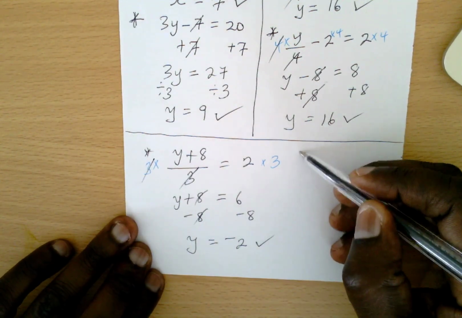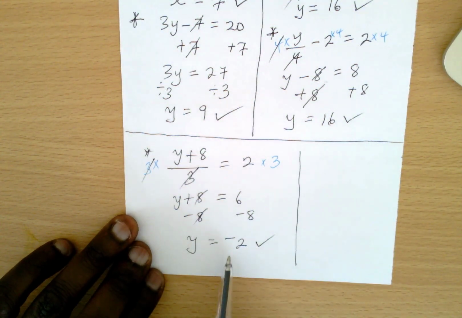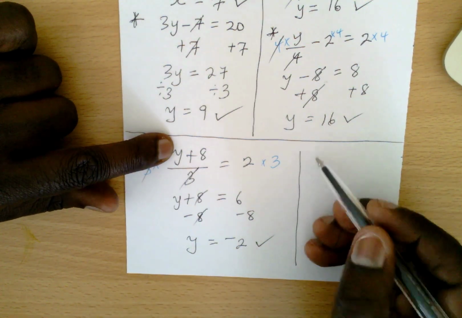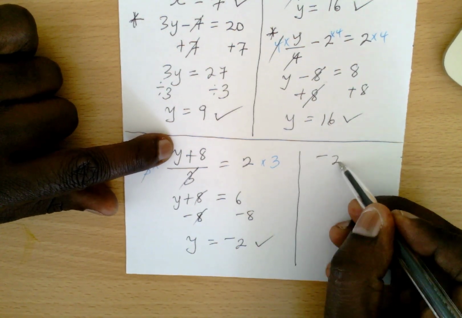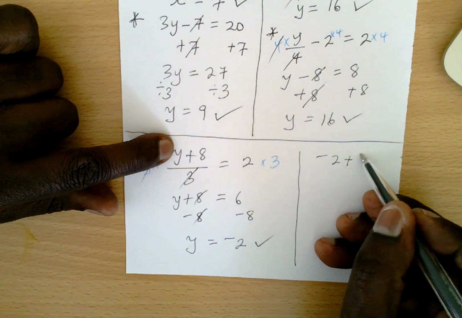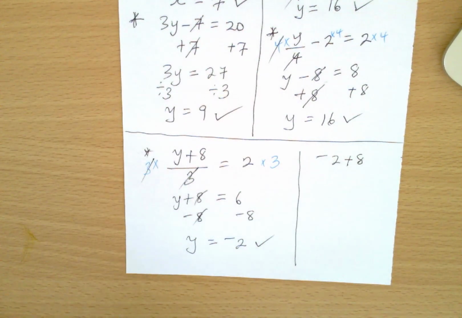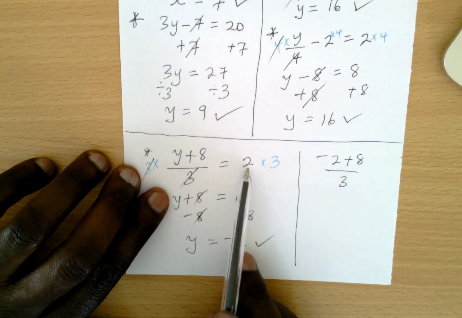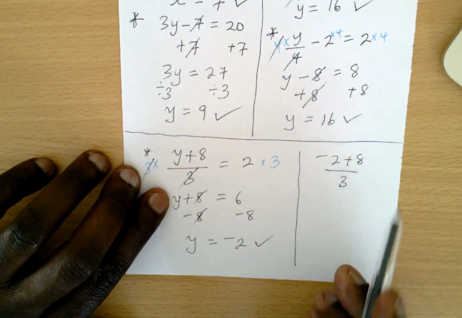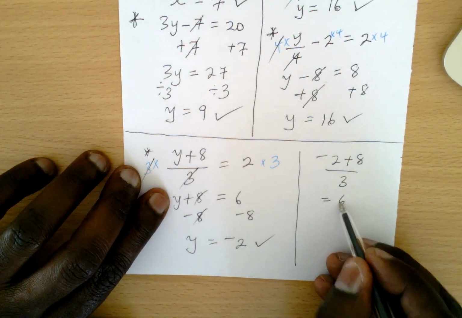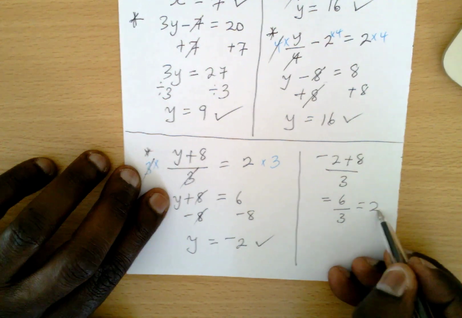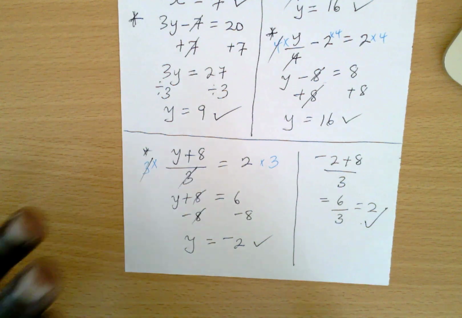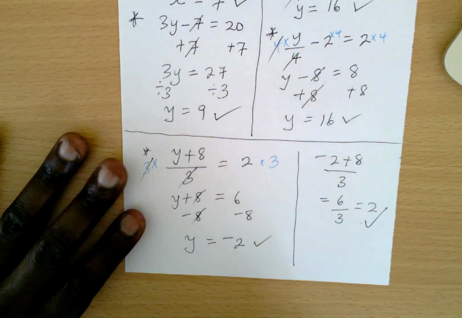So just to prove this a little bit, now y is minus 2. To confirm that we are correct, I place minus 2 right there in place of y, and then I add 8, minus 2 plus 8, and then I divide it by 3. Let's see if we shall get 2. Minus 2 plus 8 is 6. And 6 divided by 3, we get 2. So this confirms that whatever we have done is correct, okay?